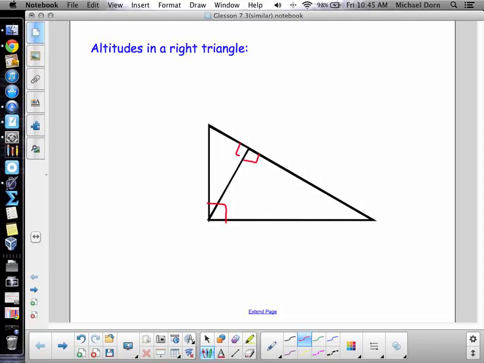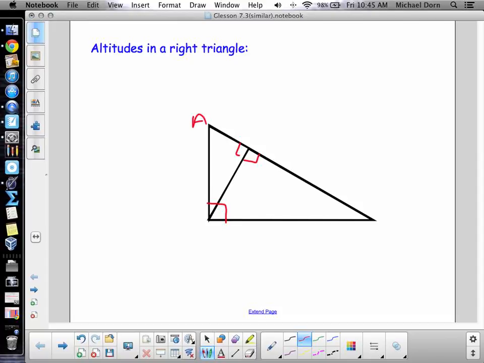When we do that, we wind up with three triangles in this picture. The outer triangle, the triangle here on the left, and the triangle on the right. And not only do we wind up with three triangles, but all three triangles have to be similar. So this goes right back to the triangle similarity chapter we ended the last semester with.